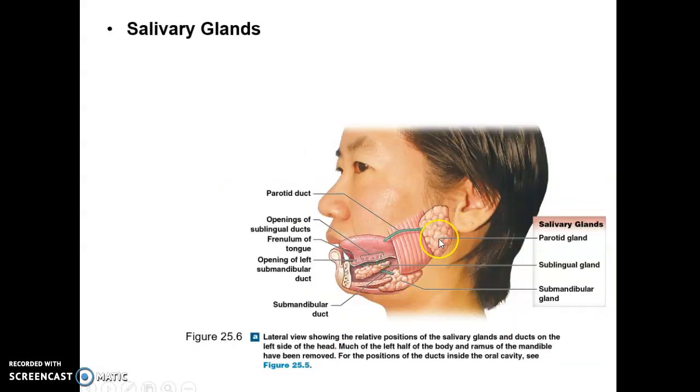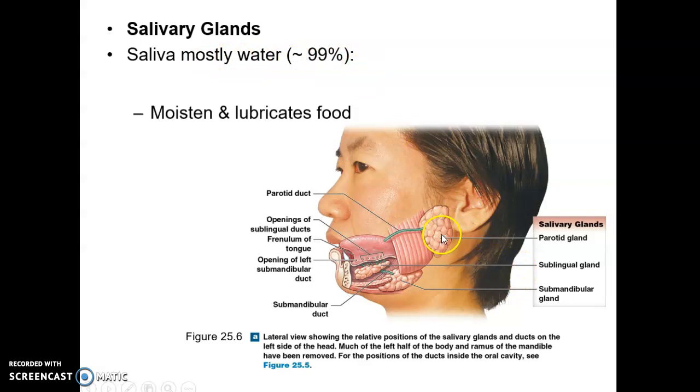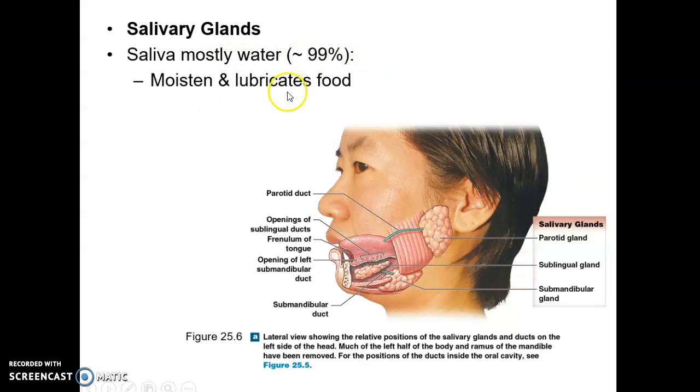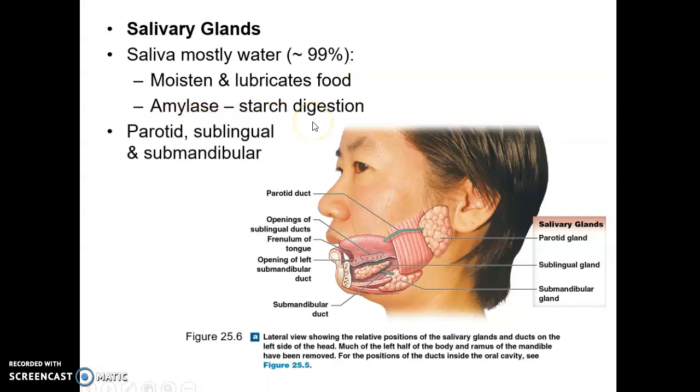Salivary glands, 3 pairs, producing saliva, which is very watery, to help moisten and lubricate the food so that when you swallow, you have a nice, moist, pasty bolus. Also producing a salivary amylase for starch digestion again.